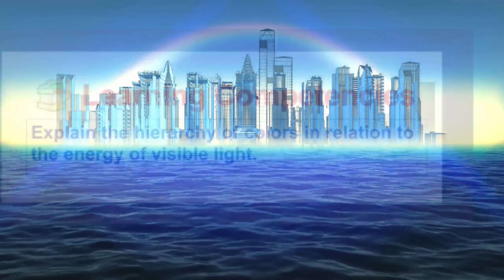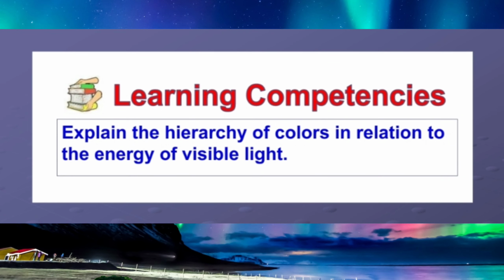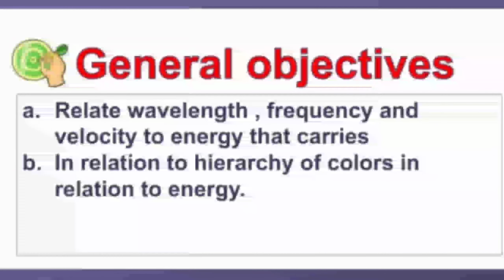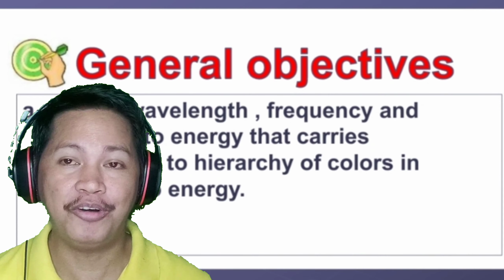Let's learn together. As usual guys, before we discuss our lesson, let me read first the learning competency as well as objectives. In this particular topic, the learning competency is: explain the hierarchy of colors in relation to the energy of visible light. And these are the objectives. First, relate wavelength, frequency, and velocity to the energy that it carries. Second, explain the hierarchy of colors in relation to energy. Day one focuses on properties and characteristics of light.